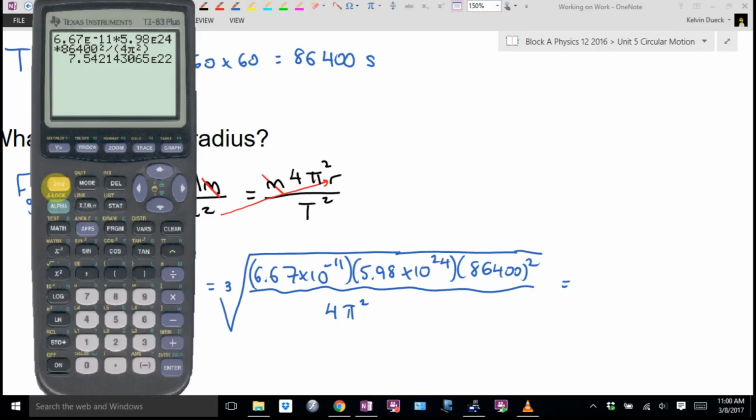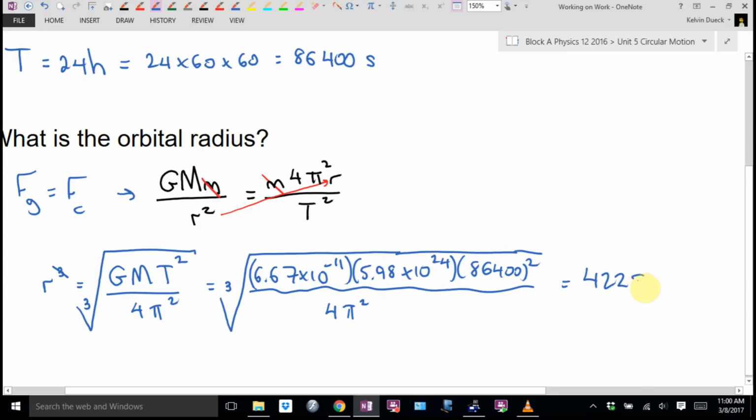Cube root of that. Where's my cube root button on mine? It's here. Cube root of that. Do you get 42,250,474? Yep. I'm going to write down this whole answer because I'm going to use this in just a second, and then I'll round off to 3 sig figs. 42,250,474. That's meters. If you want it in kilometers, you could divide by 1,000. So it's really 4.23 times 10 to the 7 meters.